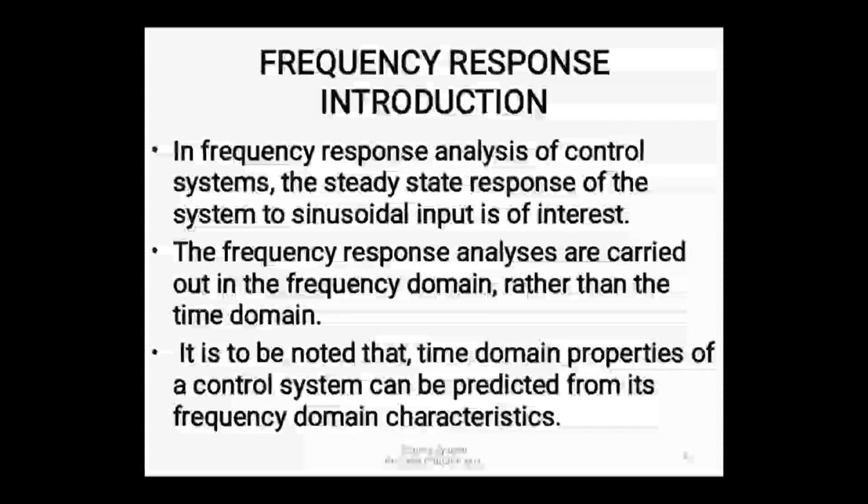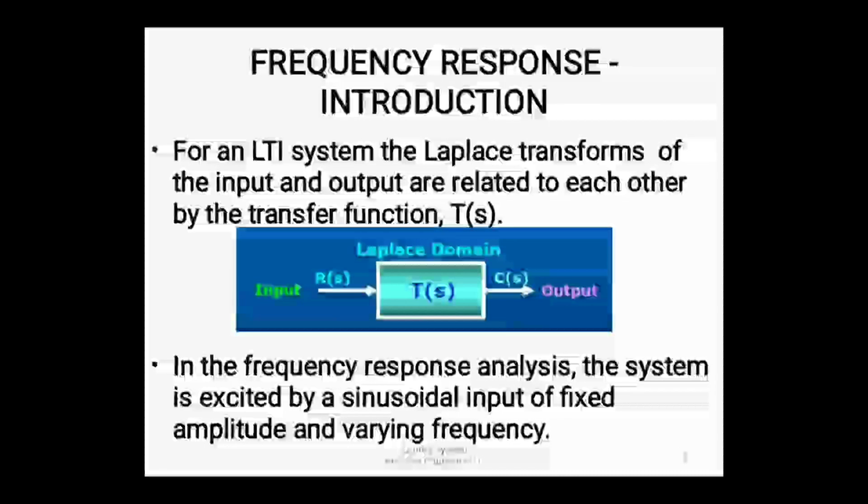Normally, the time domain properties of a control system can be predicted from the frequency domain characteristics, and we will see this in later lectures. For an LTI system, the Laplace transform of the input and output are related to each other by the transfer function T(s). It means that if R(s) is the input and C(s) is the output, then the transfer function T(s) in the s domain is equal to C(s) upon R(s).